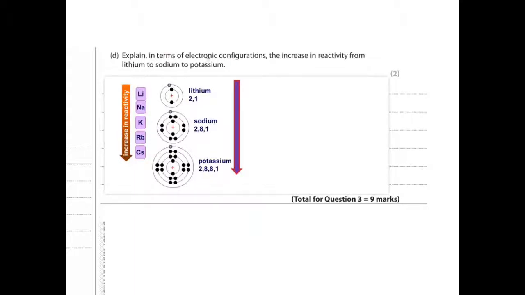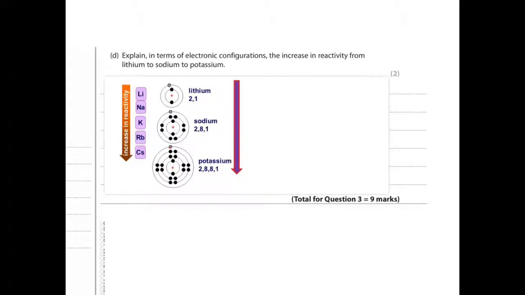Explain, in terms of electronic configurations, the increase in reactivity from lithium to sodium to potassium. Now this is an odd question because I've seen this being reduced from a 6 mark to a 4 mark, and now it's a 2 mark question, and it's quite hard to put all that information to 2 marks. Well, the electron configuration tells you that they all have 1 electron on their outer shell, 1, 1, 1, and therefore they will lose that electron or transfer that electron when they react.